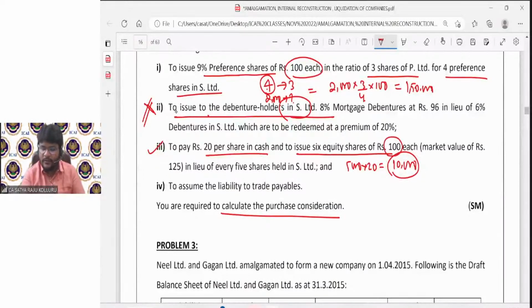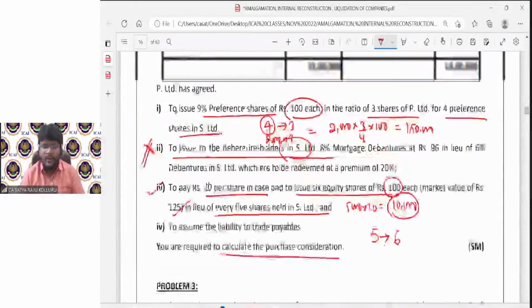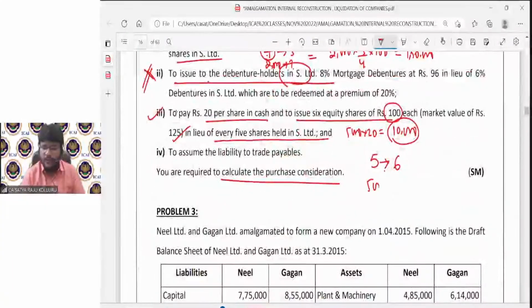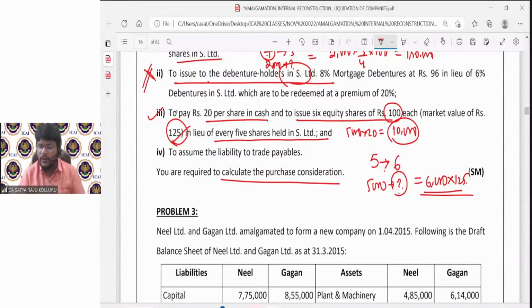And to issue 6 equity shares of 100 rupees each, at the market value of 125 rupees, in lieu of every 5 shares held in S Limited. For every 5 shares, we are going to issue 6 equity shares. We have 5,000 equity shares in the books of the selling company, so for 5,000, we need to issue 6,000 equity shares. 6,000 into the issue price of 125. If nothing is mentioned, PC is always recorded at issue price. Only if it is specifically mentioned that PC is recorded at par value should you consider that. Now 6,000 into 125, how much, guys?